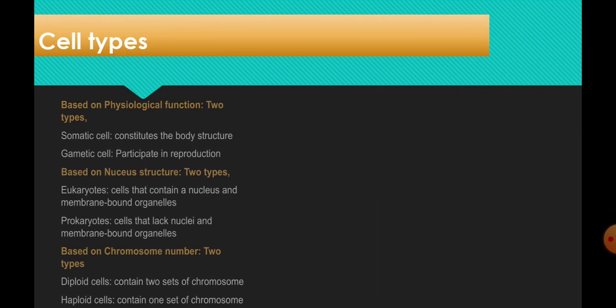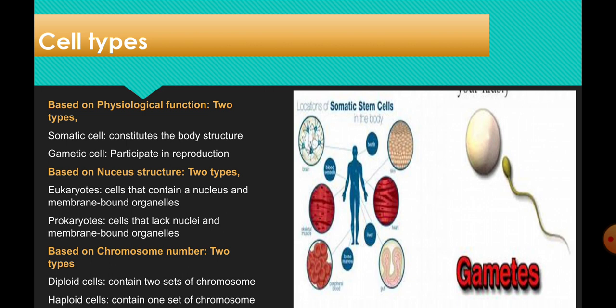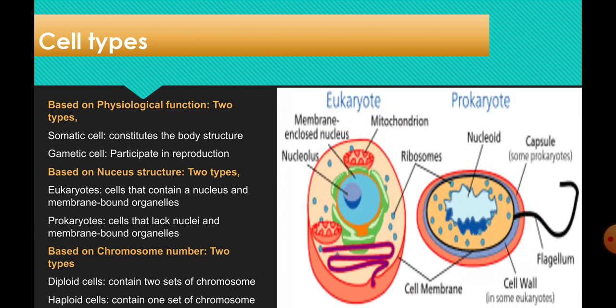Cell types. Cells can be categorized into different classes based on different things. Based on physiological function, cells can be of two types: somatic cell and gametic cell. Somatic cells form the body structure, and gametic cells participate in reproduction. Based on nucleus structure, cells are of two types, and these are the most important cell types: eukaryotic cell and prokaryotic cell.